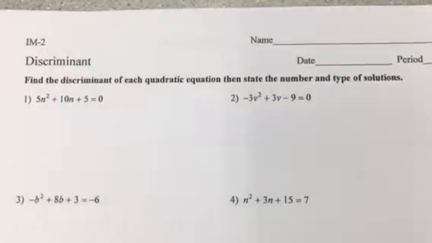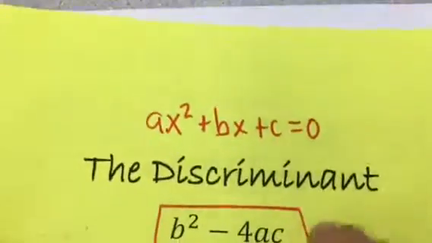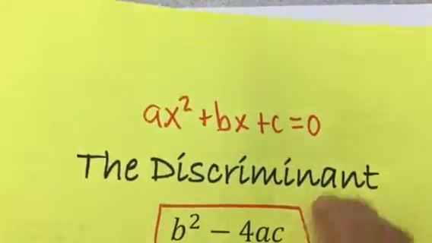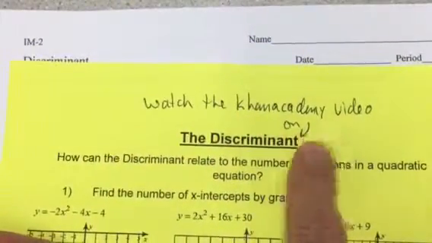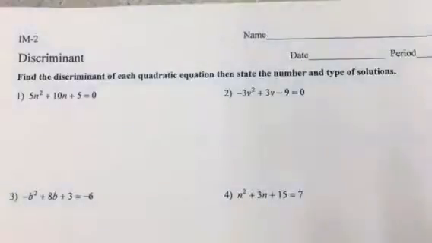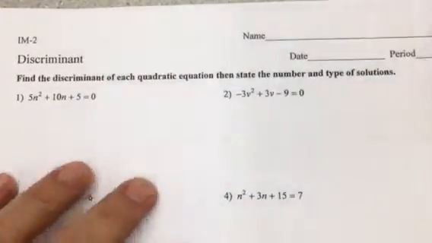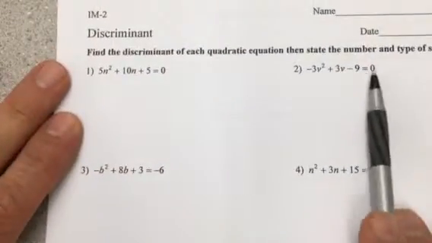Okay, this is our second video for the discriminant. The first one was this. Make sure you watch this first and the Khan Academy video. So watch the Khan Academy video on the discriminant and this video. Now you can do this. So the key is it has to be equal to 0.